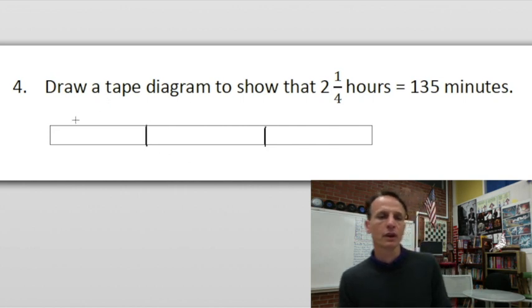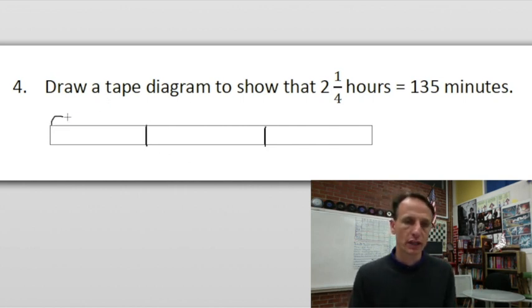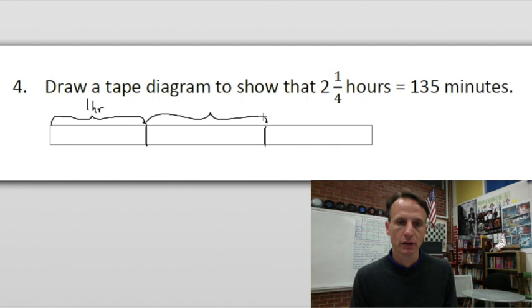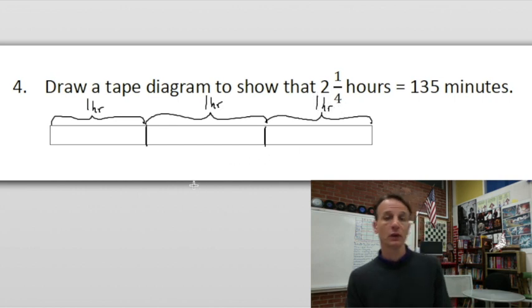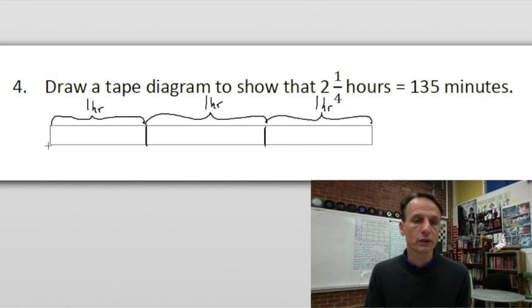Okay, good. All right, so each of these is 1 hour. So let's go ahead and label those. 1 hour, 1 hour, 1 hour. Okay, good. Now, 2 of these hours are 2 whole hours.